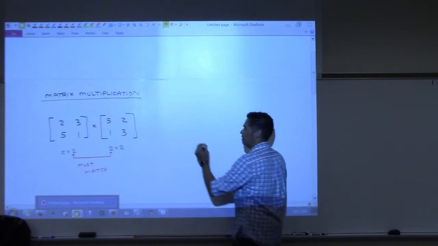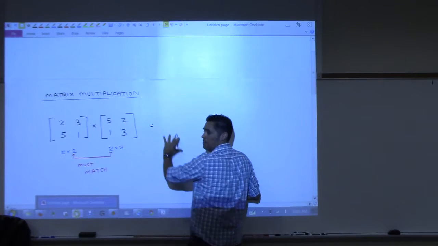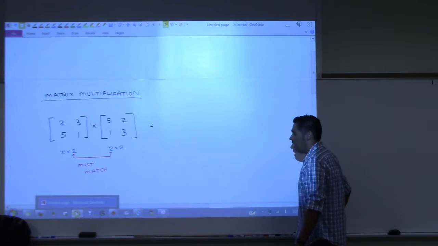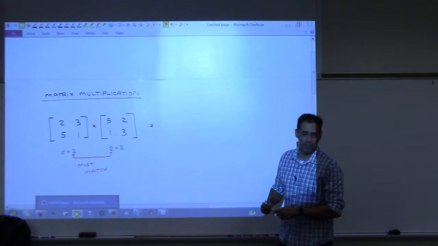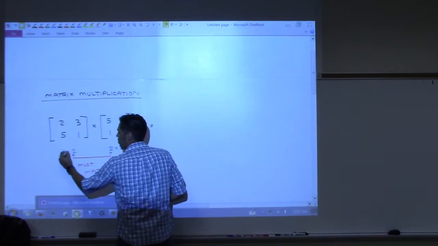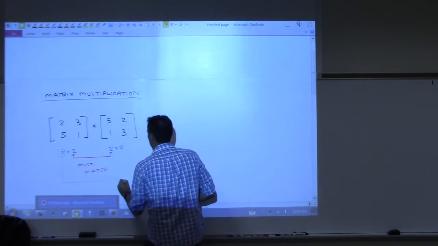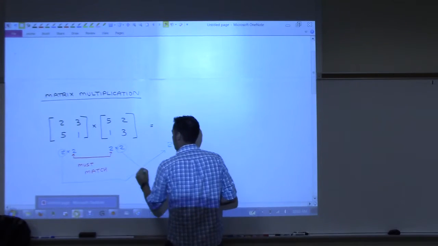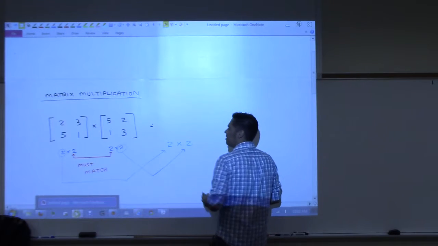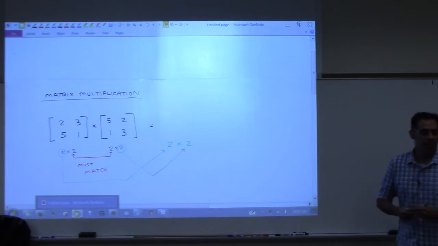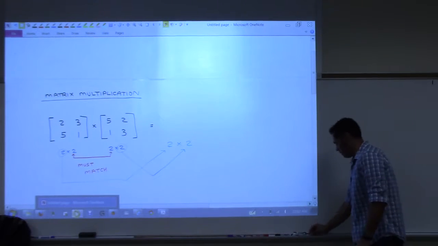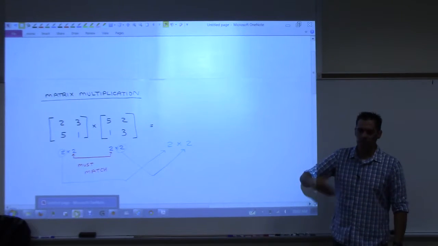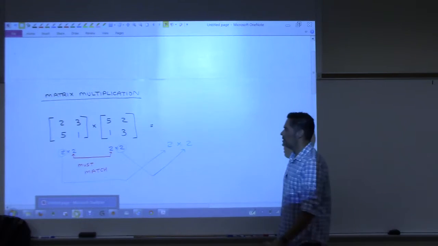Now, your answer is going to be a matrix here. The dimensions of that matrix actually come from the two outside numbers. So you see this 2 by, and you see this 2? That tells you how big your matrix output's going to be. Just let me do this example, then I'll do another one, and after we do a few, you'll see, hopefully, how you can catch on to this.